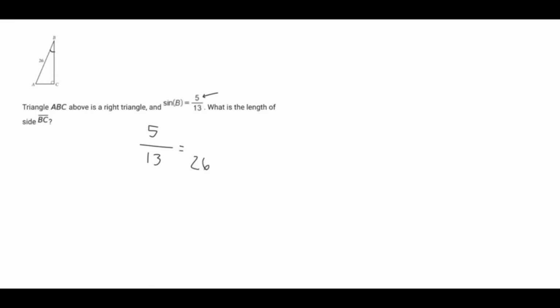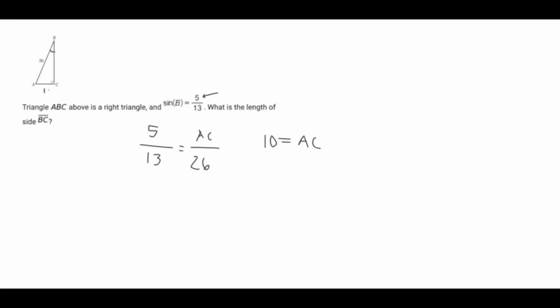So in reality, our actual length is 26, right? But our fraction here is 5/13. So what we can do is scale this up for the actual side length of AC. Since 13 times 2 is 26, then we can do the same thing to 5. 5 times 2 is 10, and so AC is a length of 10. So there we go.